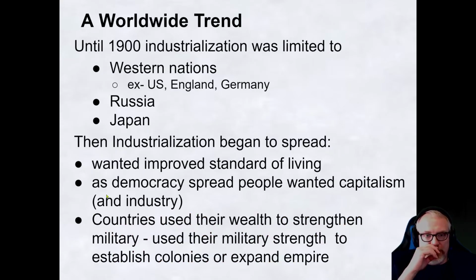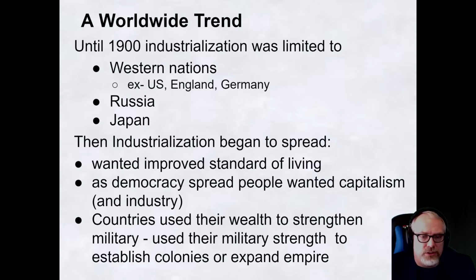So a worldwide trend begins. Until 1900, industrialization was limited to Western nations: the United States, England, Germany, France, and then it will expand out to Russia and then Japan. And then industrialization begins to spread because people wanted improvements in the standard of living. Democracy begins to spread, and then people want capitalism.